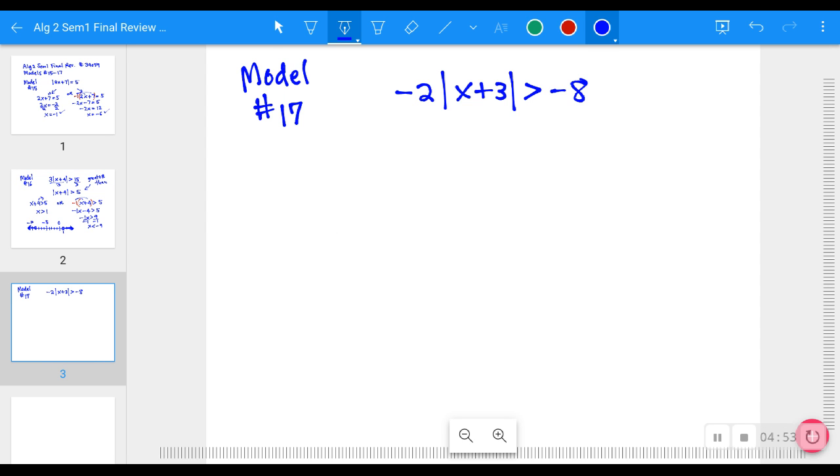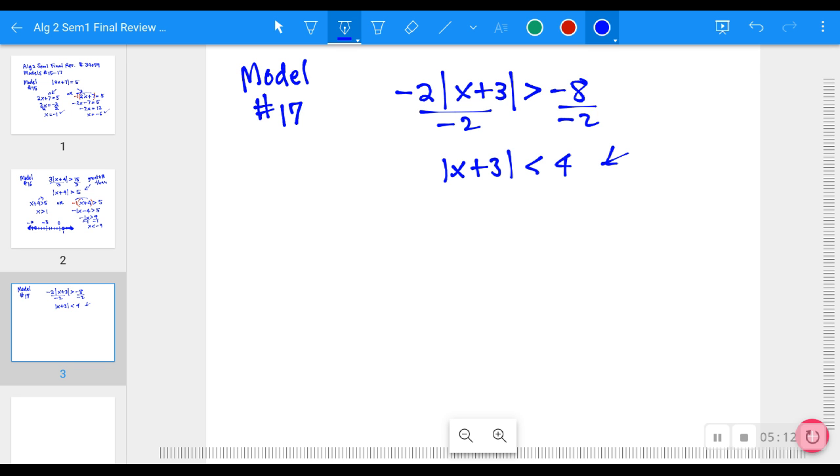Okay, we got one more example like this. And once again, you have to isolate the absolute value bars. So since you can't distribute, you have to divide here. And that changes the direction of the inequality. So now we have a less than sign.